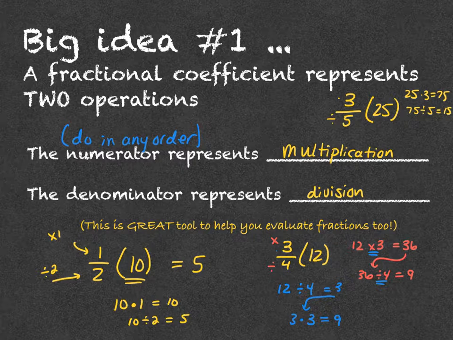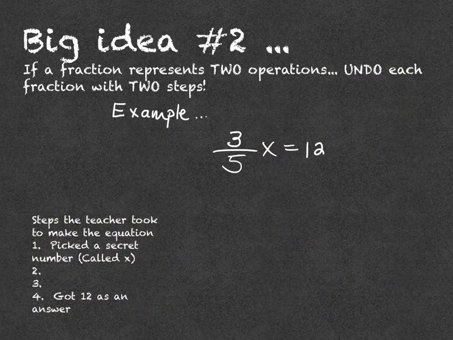Now maybe that's too hard of math to do in my head, so if it's too hard to do it that way, do it the other way. Start with division. 25 divided by 5, well that's 5. Take that answer and multiply by the numerator, which is 3. So that gives me the answer of 15. So again, super important, we see a fraction as two operations, multiplication and division.